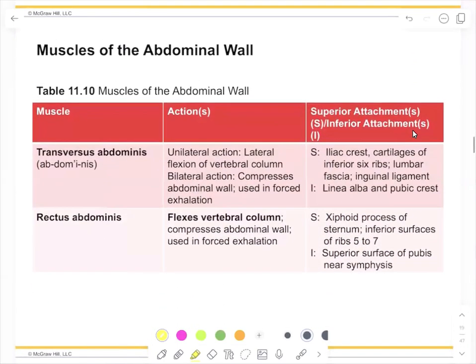The remaining two muscles of the abdominal wall are the transverse abdominis and the rectus abdominis. And the function of the transversus abdominis is also lateral flexion of the vertebral column, and that it compresses the abdominal wall and is used in forced exhalation. The rectus abdominis, its major function is that it's going to flex the abdominal wall, also compressing the abdominal wall, and also used in forced exhalation.